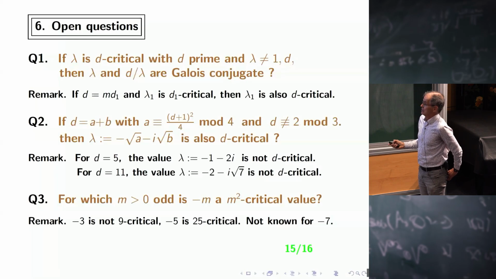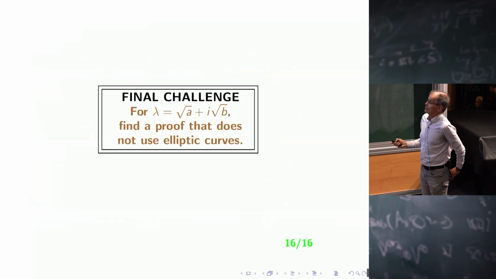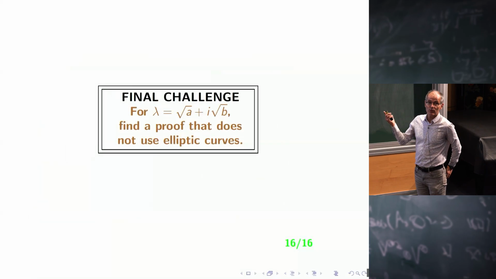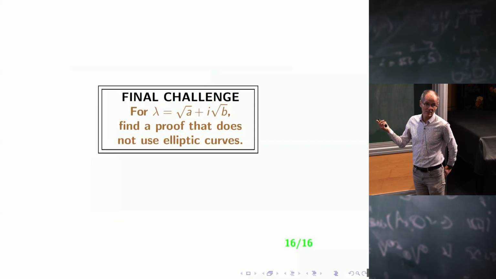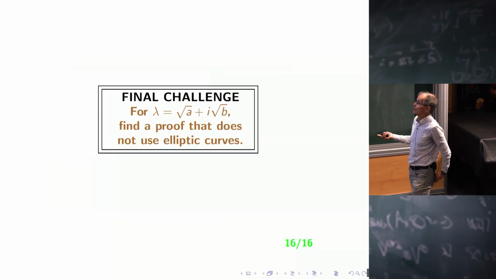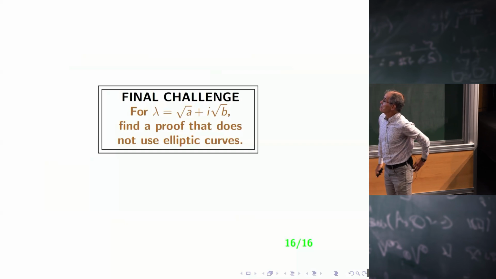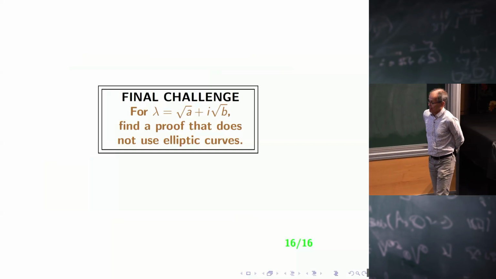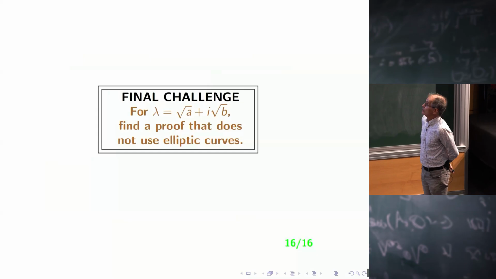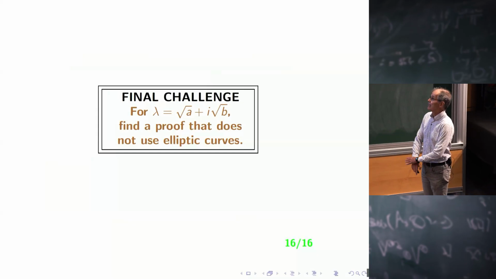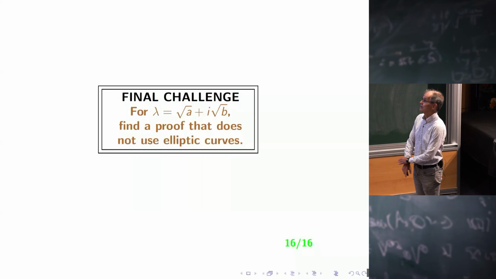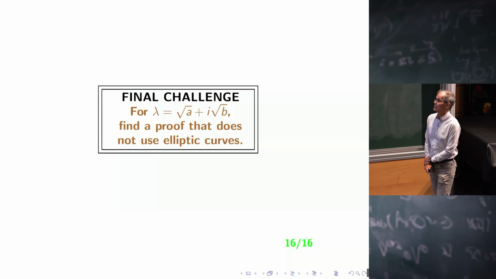And the final challenge is, can you do the proof I have done without using elliptic curves? Because it's an elementary question. I mean, square root of A plus i square root of B is a critical value. It's an elementary question, so maybe there is a proof without using elliptic curves. I don't see how, so it's a final challenge.